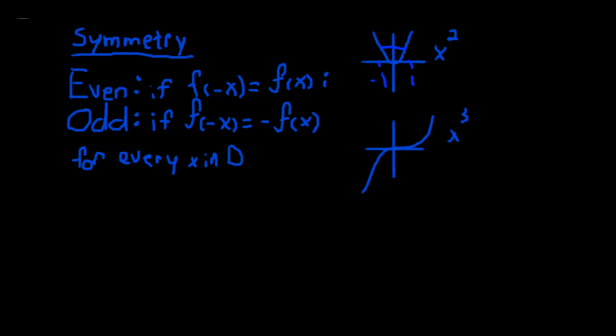And so what this illustrates is the idea that here's our negative 1 and here's our 1, and it's equal to 1 up here, but it's equal to negative 1 down here. And what that means is that it's symmetric about the origin instead of the y-axis like our even functions.